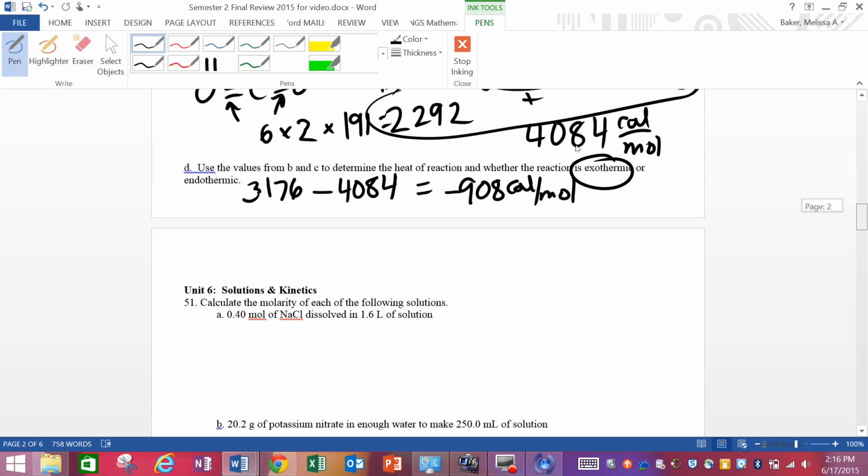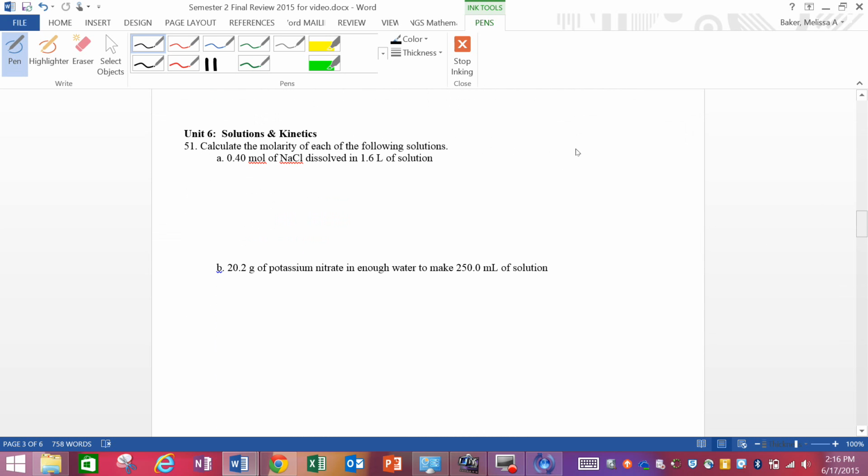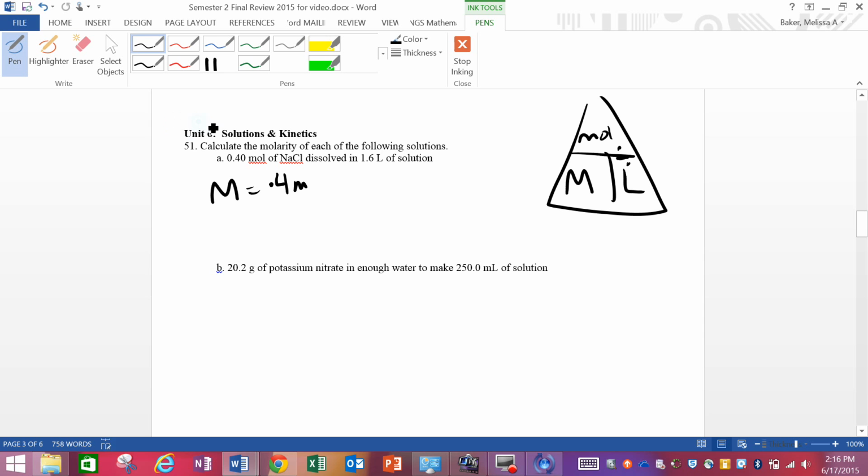And then switching gears to the last couple on this page, it says calculate the molarity of these solutions. So let's take a look at our molarity triangle. Molarity is moles divided by liters. So for this first one, it's 0.4 moles divided by 1.6 liters. It's that simple. You just plug it in. So the concentration's 0.25 molar.